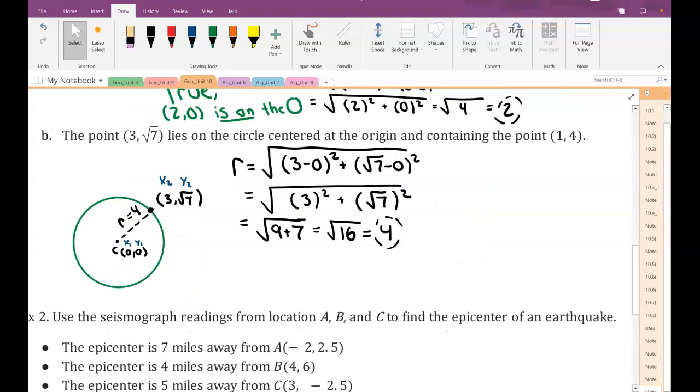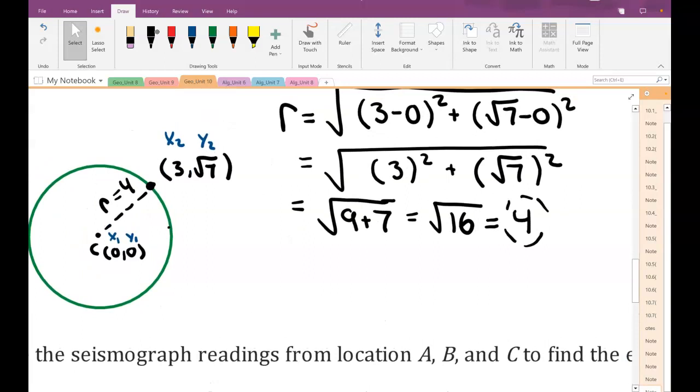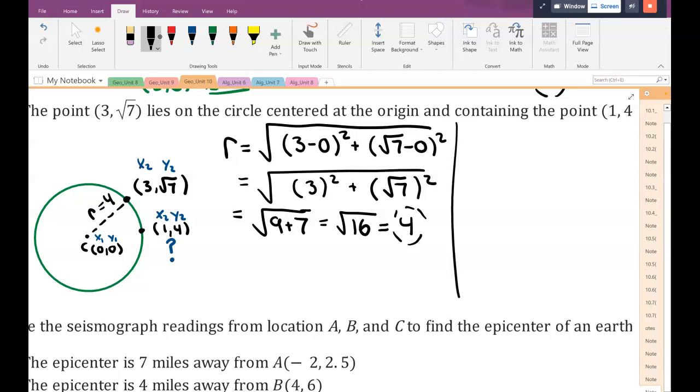Now we're verifying that the point 1, 4 is on the circle. That's the question we're asking ourselves. For it to be on the circle, the distance between these 2 points has to be 4 as well. So again, we're going to do the distance formula a second time. Here's our new x2 and y2. I'll draw a dividing line to show that this is a new distance formula.